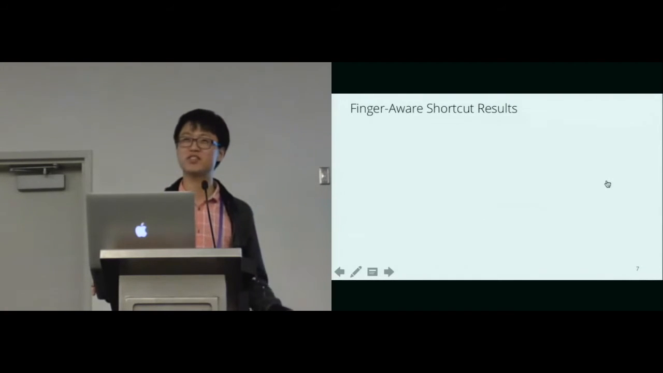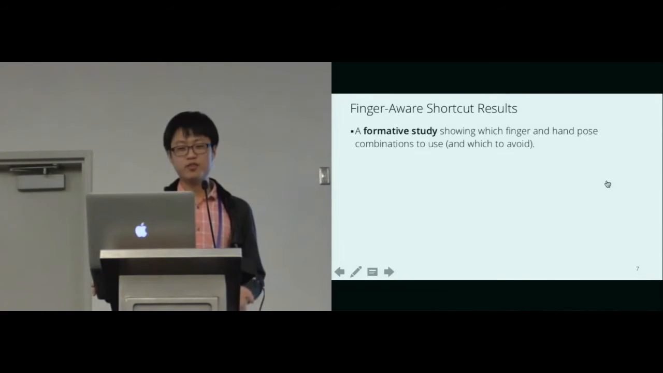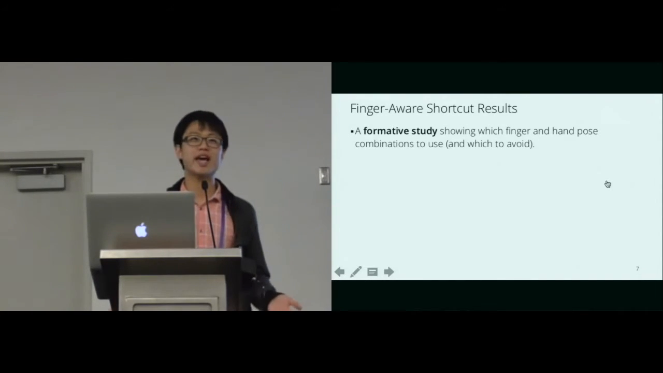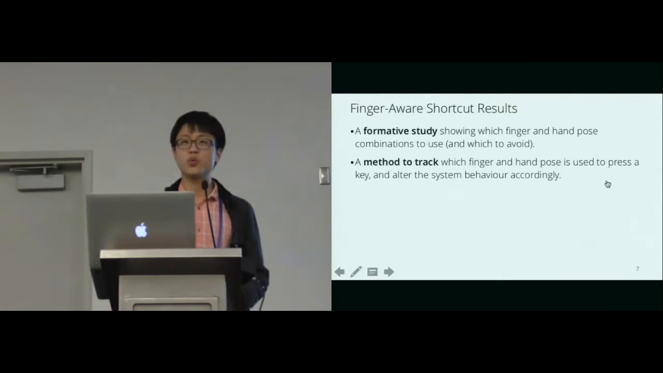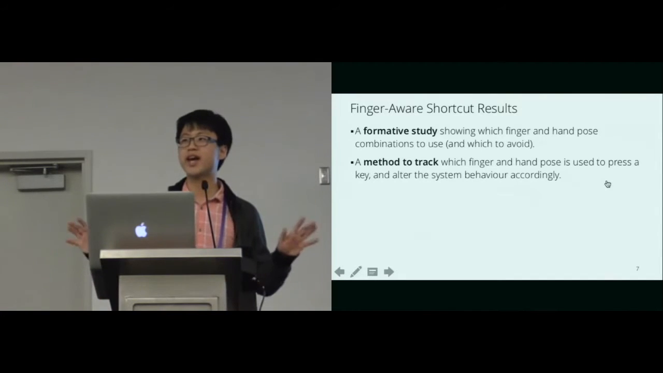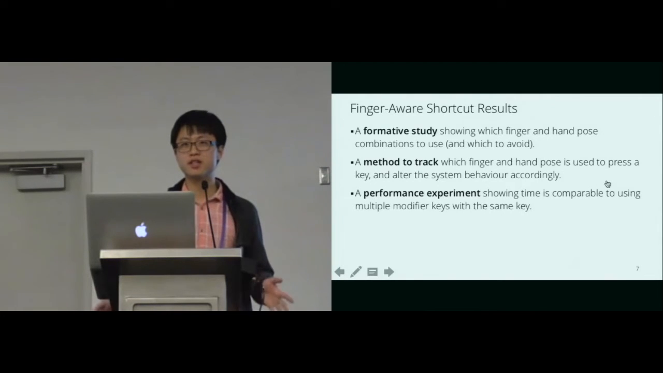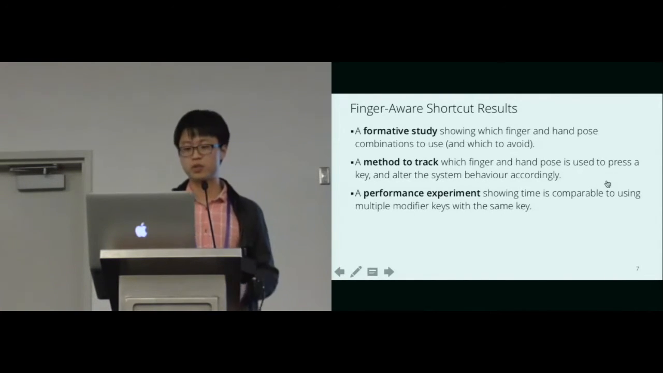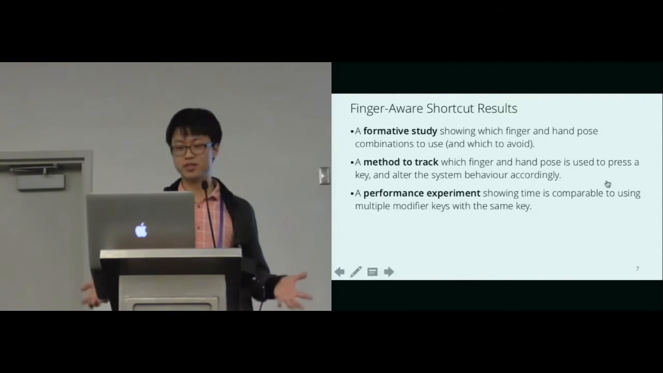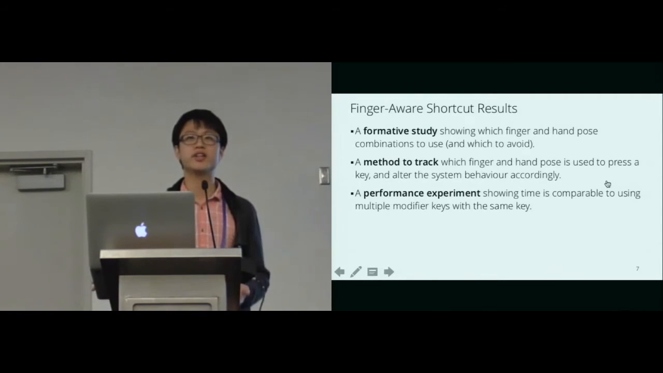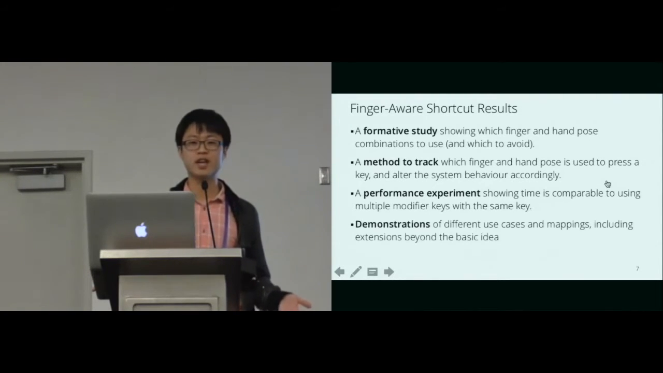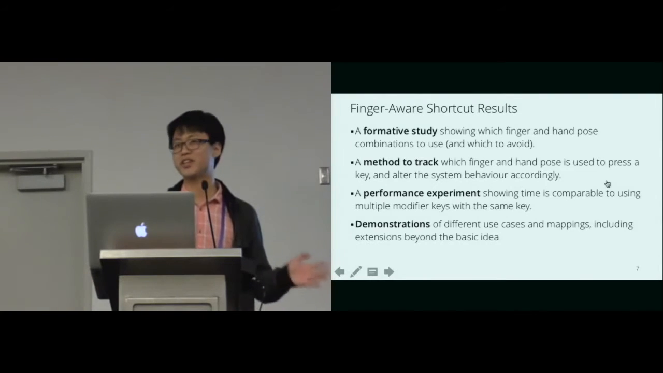Just in case you fall asleep in the rest of my talk, I'm giving you the main result of our study. We did a formative study showing which finger and hand pose combinations to use and which ones to avoid. We implemented a computer vision-based method to detect the hand, what finger, and what hand pose they're using. We did a performance study comparing FingerAware shortcuts to conventional keyboard shortcut mappings, and we found that it's comparable to using multiple modifier keys with the same key. Finally, we give some demos in different applications and even ideas beyond this.